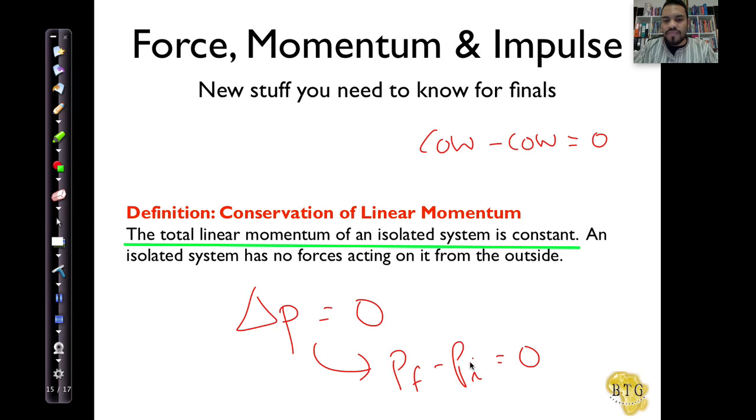So similarly, all of this is saying that P final is equal to P initial, or P before is equal to P after. Okay, so take that down, make sure you got it down, put it in your books, and commit it to memory.